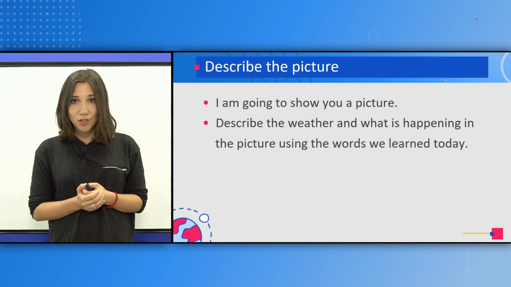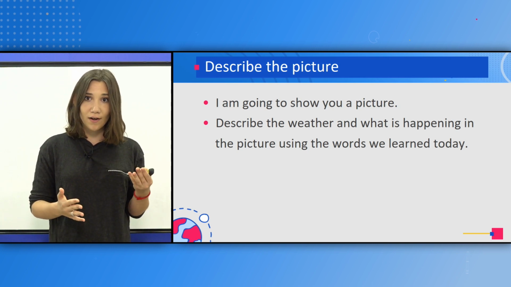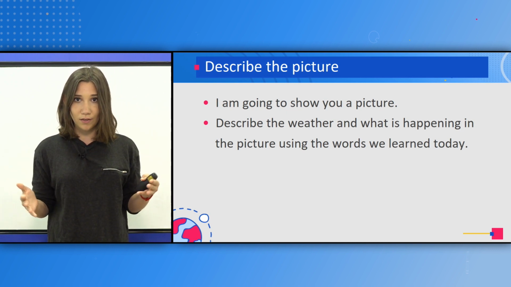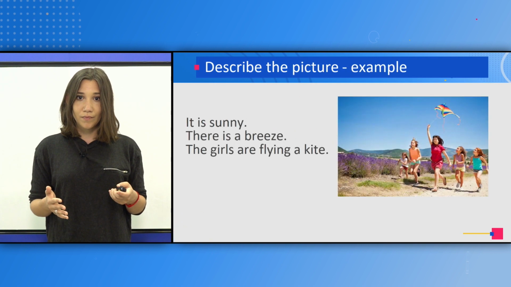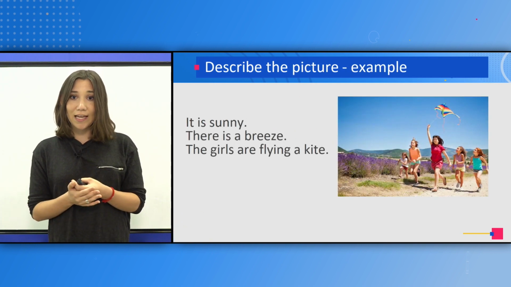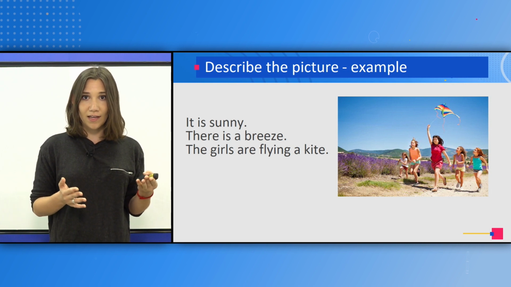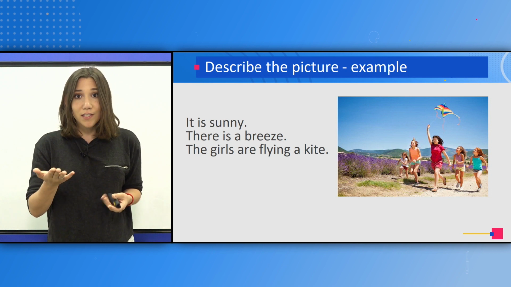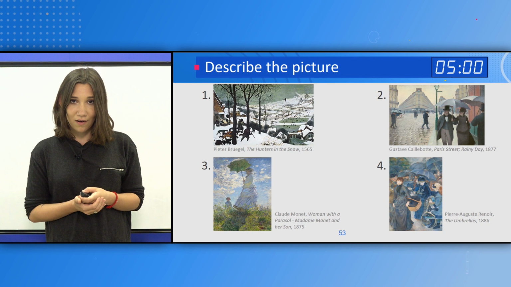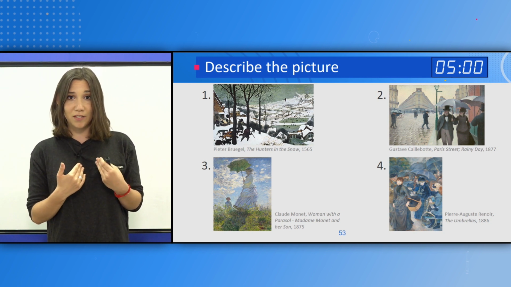So I am going to show you some pictures, and I want you to describe the weather and what is happening in the picture using all of the words we learned today. So here's an example. We look at the picture and we see that it is sunny and there is a breeze. The girls are flying a kite. So you'll do the same thing with these 4 pictures on the screen. I'll give you 5 minutes and then I'll show you the way I describe the pictures.